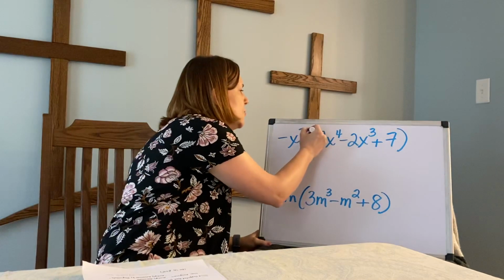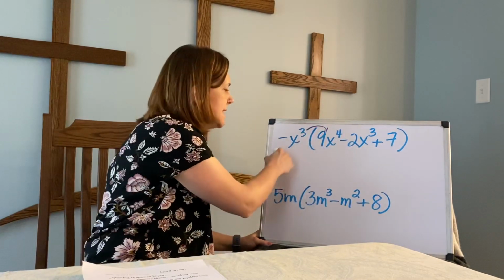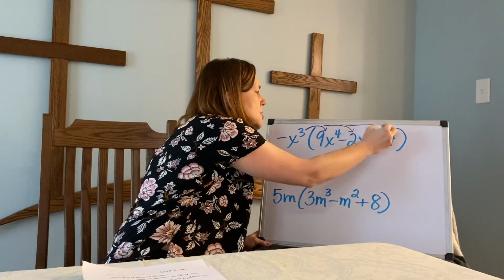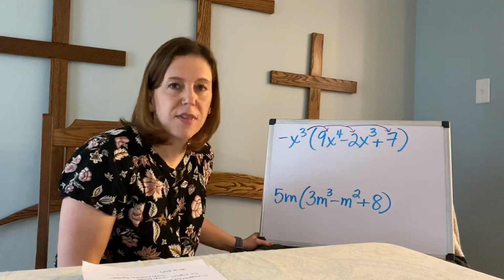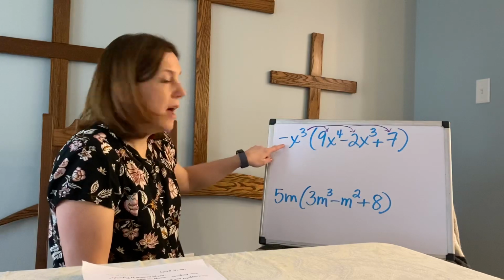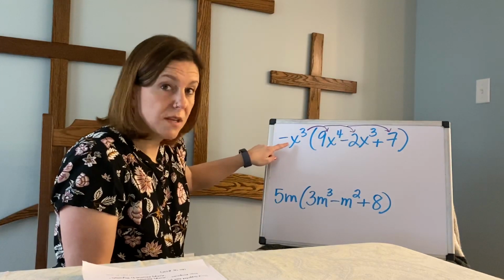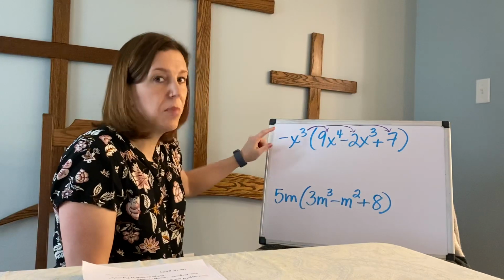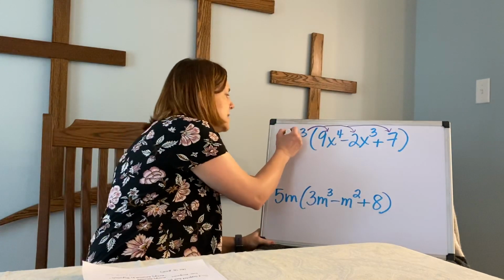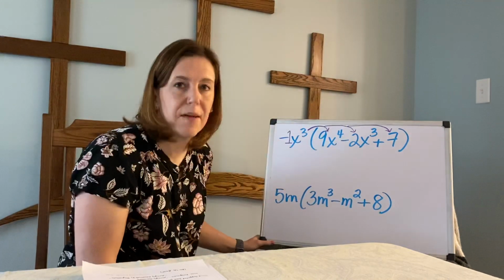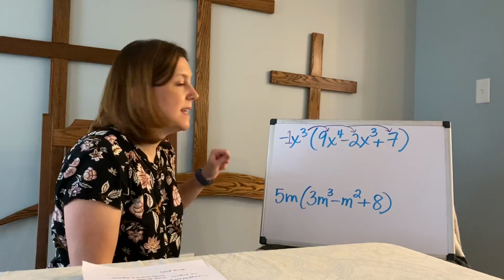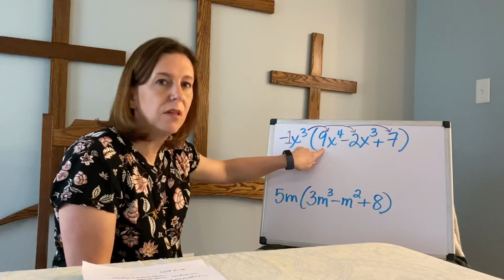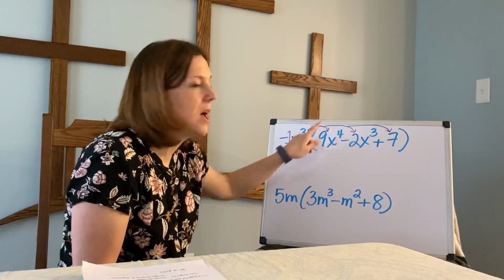I'm going to distribute this -x cubed to all 3 terms inside my parentheses. Now, what number do I have out front of this x cubed? You might say, well, I don't have a number, but remember, we do. That is -1 happening there. So just like our review problem, I'm going to have a monomial times a monomial, but I'm just going to repeat the process 3 times.